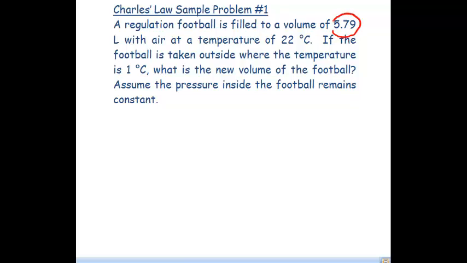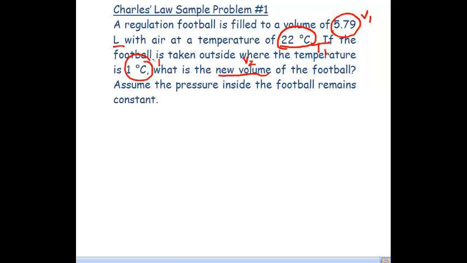5.79 liters. And I realize the liters is down here, but that's V1. Liters is an expression of volume. Here's the first temperature we read about in our problem, 22 degrees Celsius. That's going to be T1. Now, bear in mind that that's a Celsius temperature. I'm going to have to do something with it here before I can solve the problem in just a moment. Finally, it says, what is the new volume? Okay, so that's our unknown. What are we looking for? We're looking for V2. And here's T2, 1 degree Celsius.